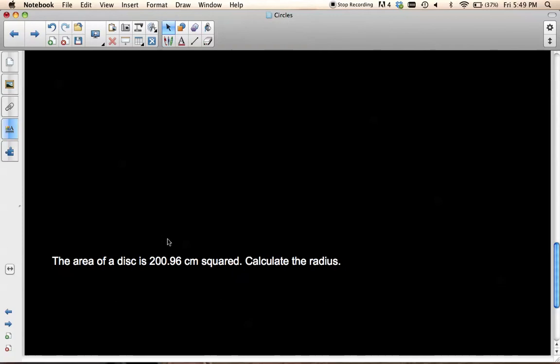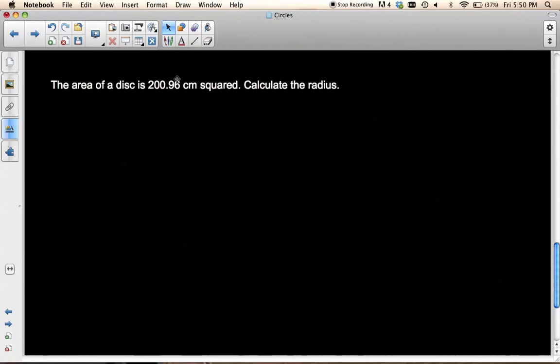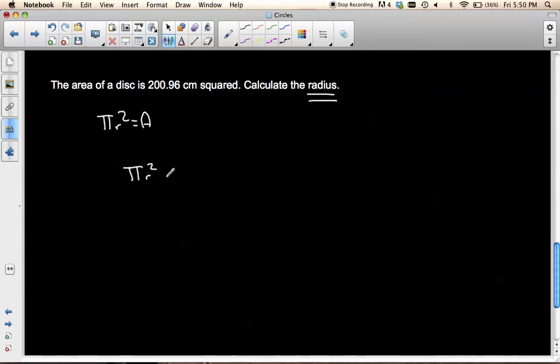Okay, so we're told now that the area of a disk is 200.96 centimeters squared. So we know our formula for area is pi times the radius squared will give us the area. They want us though to calculate the radius. So we need to isolate the radius. So we're just going to do what we did before, but we're going to go a little bit further in our working backwards. So we have pi times the radius squared is equal to 200.96 centimeters squared.